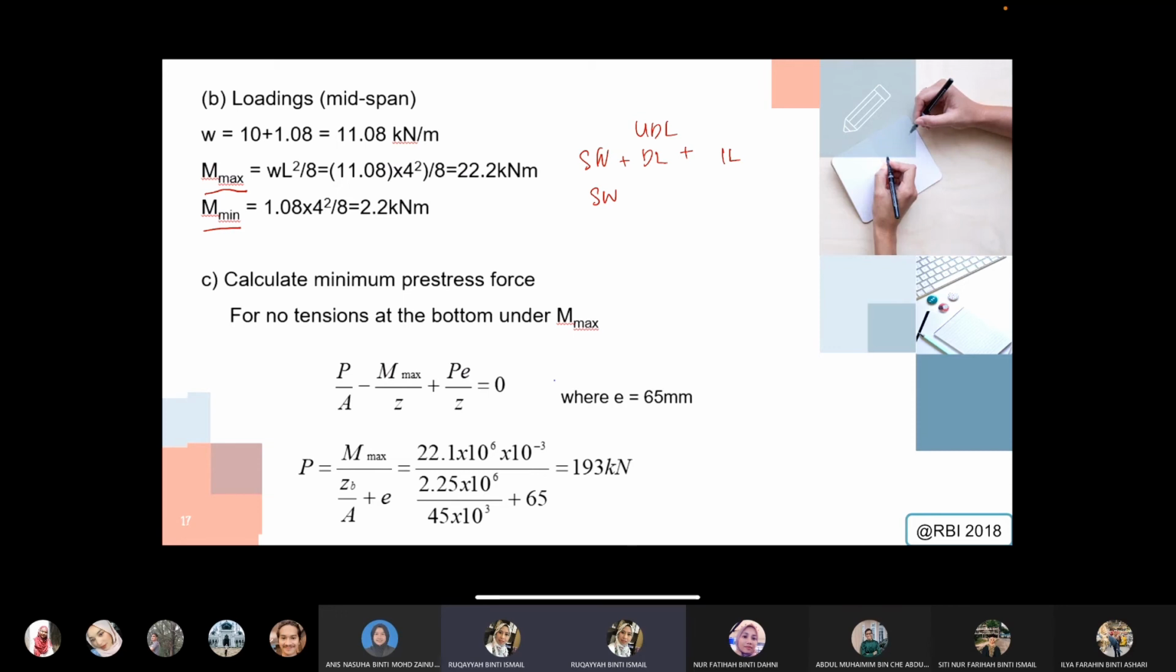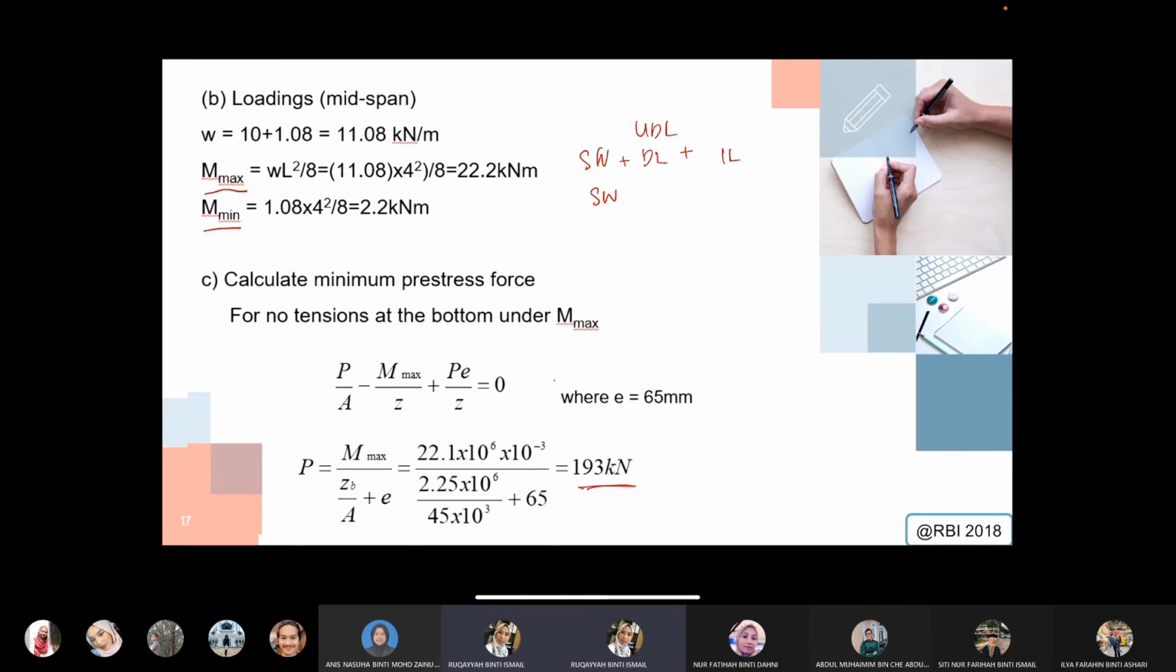Okay. So with this, then we can estimate what will be the minimum pre-stress force. So by taking minimum pre-stress force is where we consider FB is equal to 0. So under moment maximum, because the question purposely asks you to calculate minimum pre-stress force for moment maximum. So you will take the value of moment maximum, all right, and you will have the value of P minimum, which is given, calculated as 193 kilonewton.